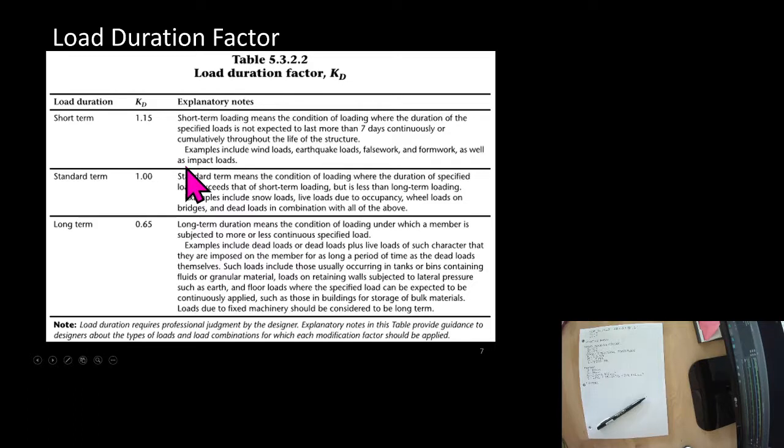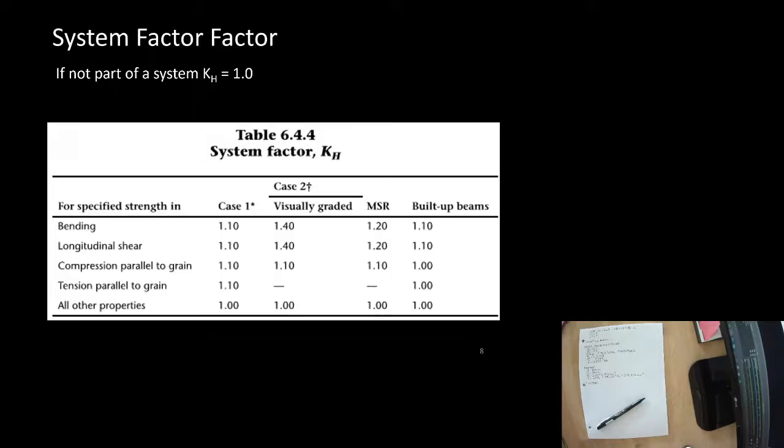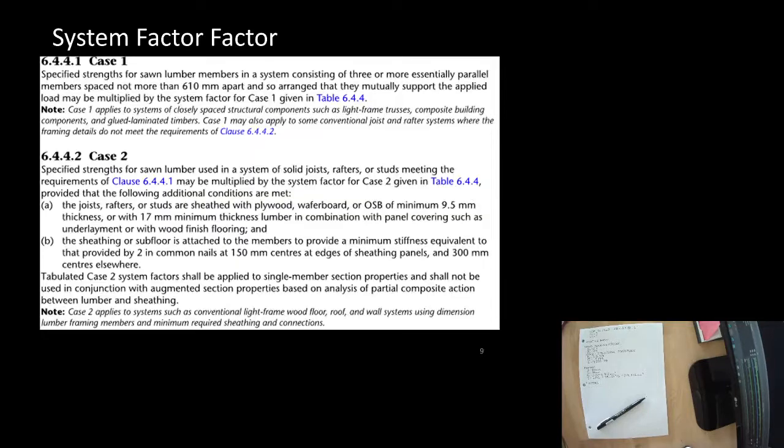All right, load duration factor. We know it's going to be 1 if nothing else weird is going on. System factor: if it's not part of a system, it's got a factor of 1, but it said it was a joist, and we know studs and joists are usually part of a system. I've said that if it was a conventional old house, it's probably a case 2 system. The question even said that there was some plywood on it, I believe.